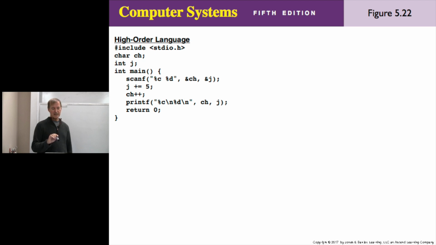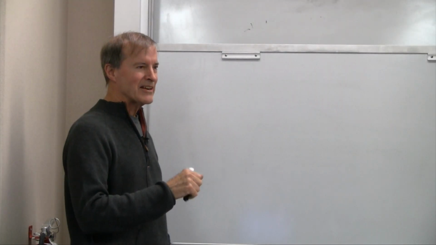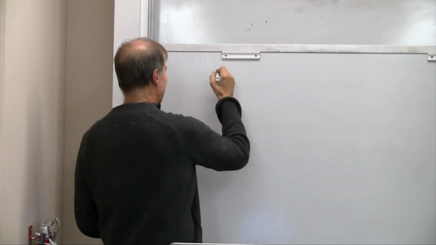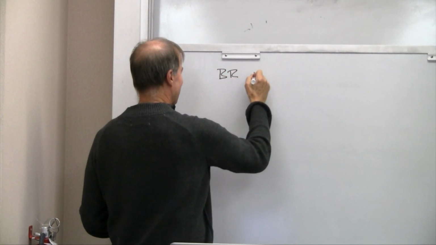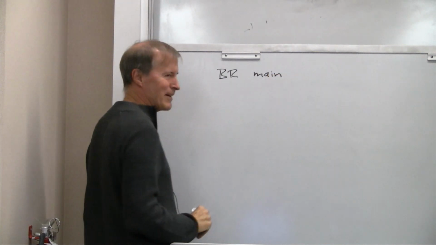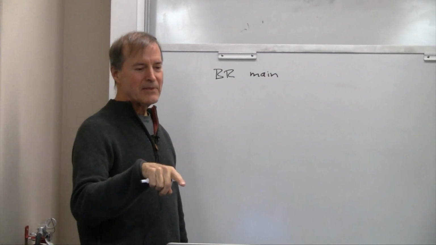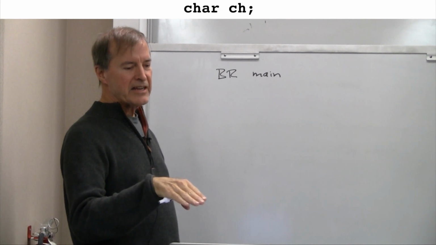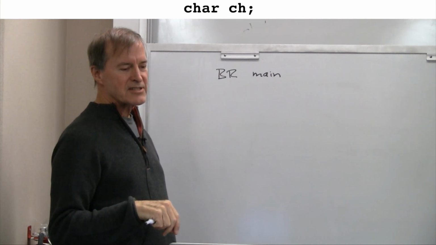So what does this program say? Char ch, int j, what kind of variables are those? Globals. And then int main, scanf into ch and j, and then j plus gets 5, ch plus plus, and then printf the ch, and then the new line, and then the j, and then the new line, and then return 0. Is everybody good? All right, so starting here, BR main. Branch to main. You had the easy one. Branch to main, excellent. Now, can you think, char ch, so can you think, what's the symbol going to be?